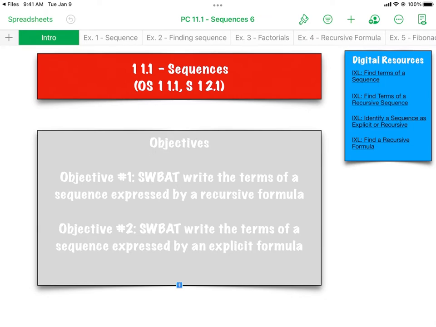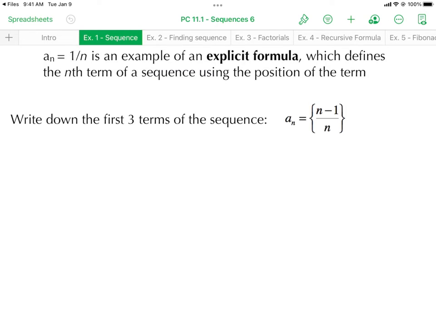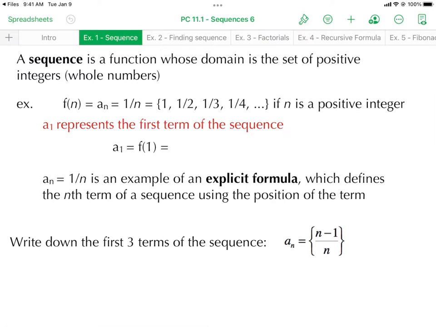All right, so we are just going to introduce to you what a sequence is today in this first section and look at the two different types of formulas that you can see for a sequence. So one is known as the explicit formula and the other a recursive formula. All right. So mathematically speaking, a sequence is defined to be a function. So that means that for every input, there's a unique output.